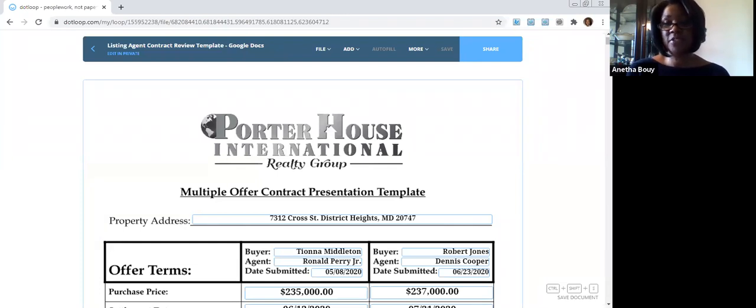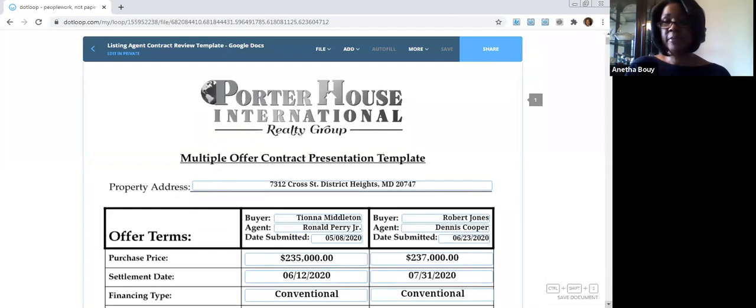Just as Ms. Porter had mentioned, you have your seller, the house has been marketed, and you've had potential buyers come in, view your home, and we're getting offers. We're getting multiple offers, and that's where I'm going to pick up. When you receive multiple offers, if you go to Brokerment, there is available to you the multiple offers contract presentation template.